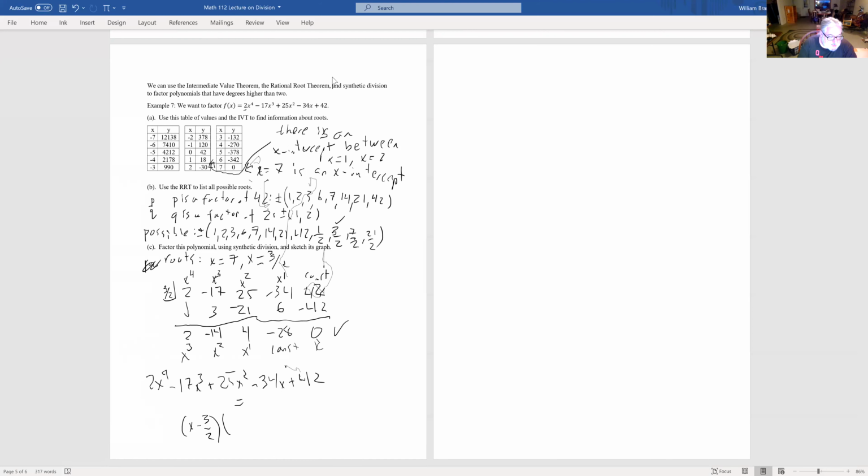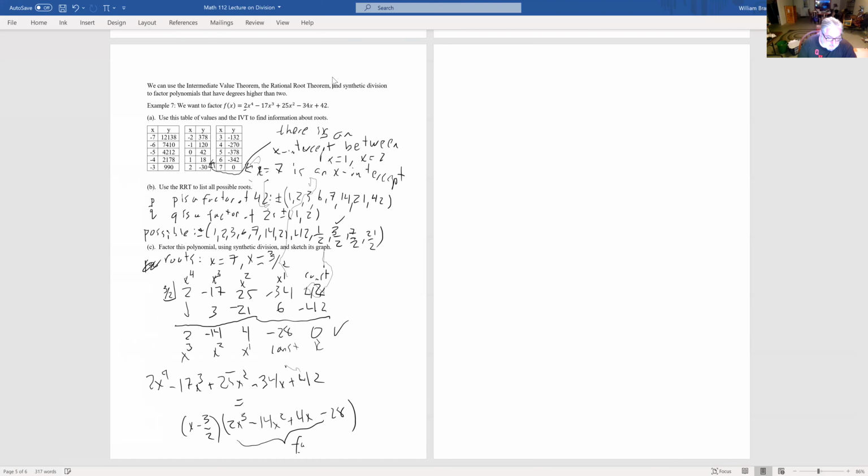And then that's times 2 times x cubed minus 14 times x squared plus 4 times x minus 28. Great, so there's my factorization. I can do a little bit of cleaning up here.